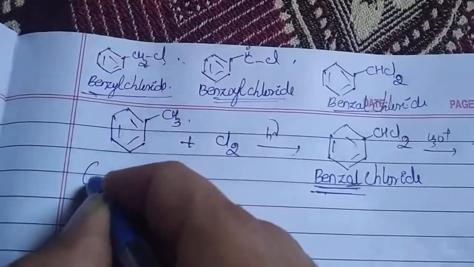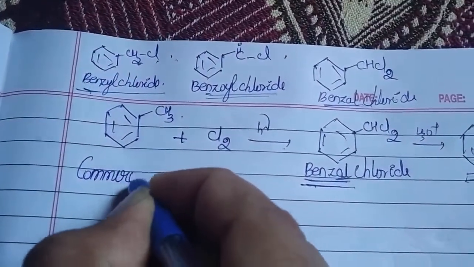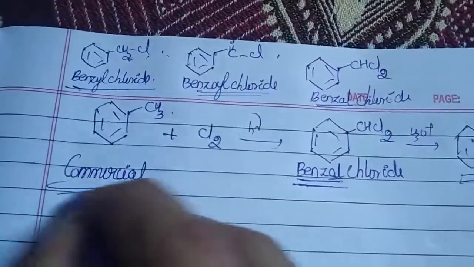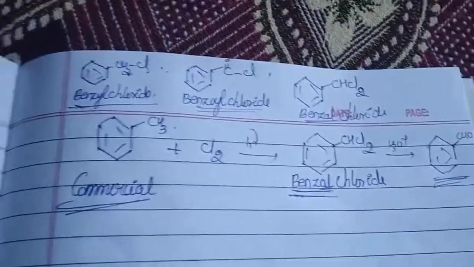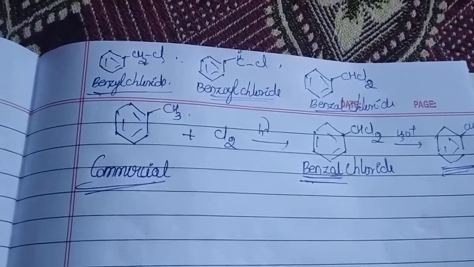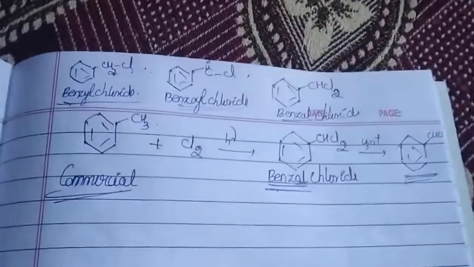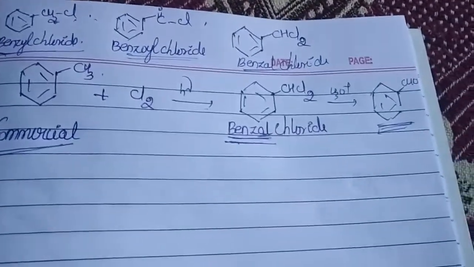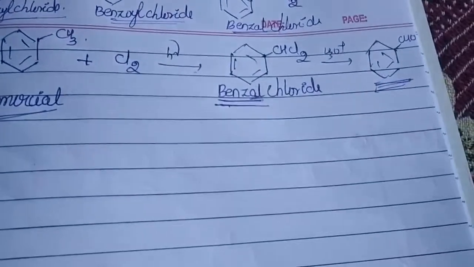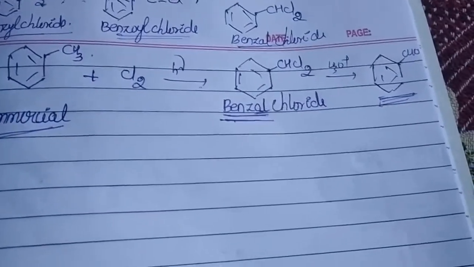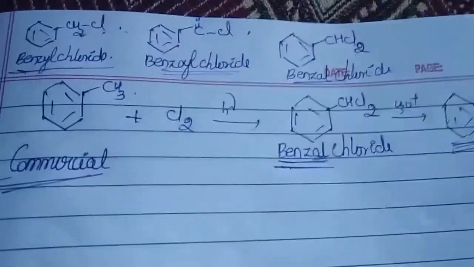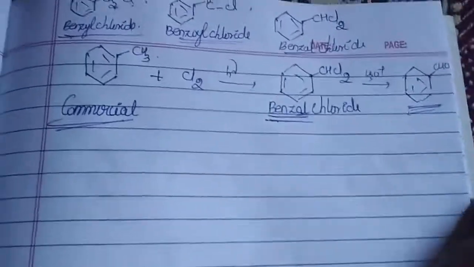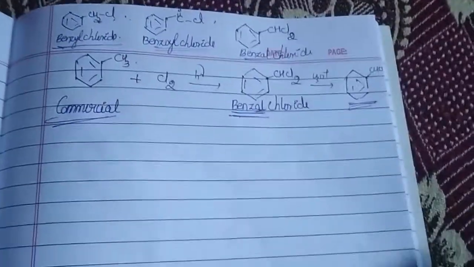Remember, this is our commercial process of manufacturing benzaldehyde. In industries, basically we adopt this method because it requires less investment and we can easily get a good yield of benzaldehyde. So this is the method used in commercial manufacture. Is that clear? Okay.